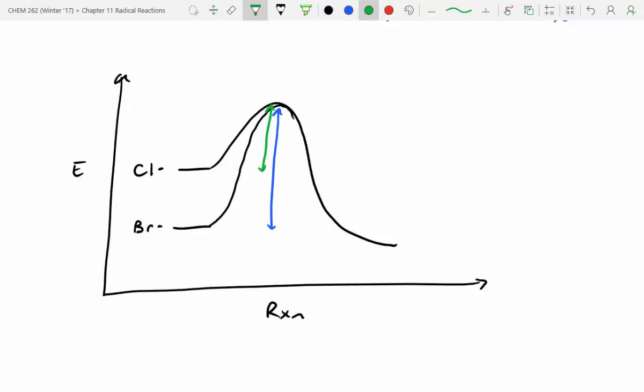That means because the EA is so much lower for the chlorine radical, it really doesn't care what it's reacting with. It just wants to get over that hill and form something more stable. So really it has to do with the instability of the chlorine radical.